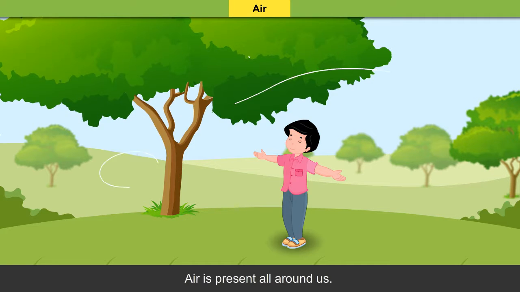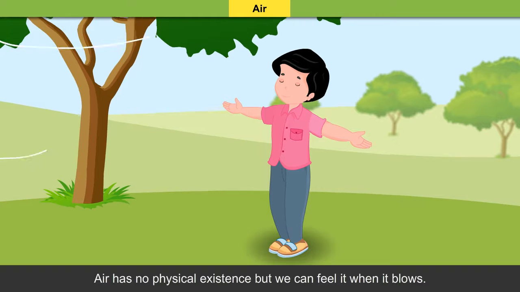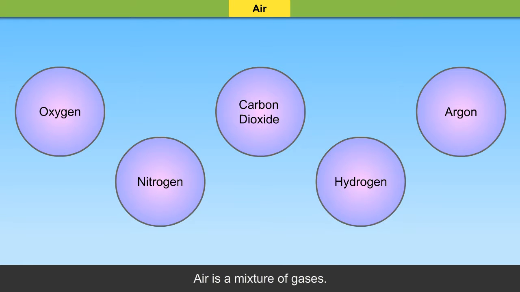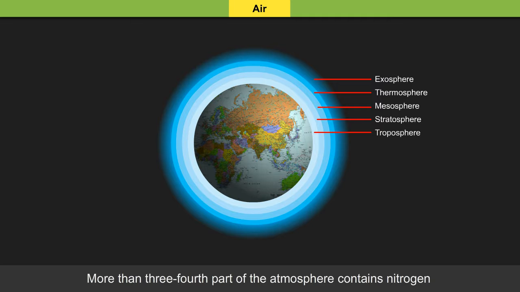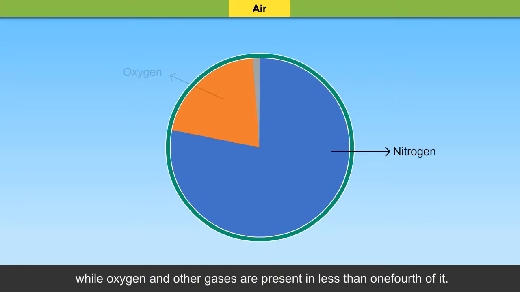Air. Air is present all around us. Air has no physical existence, but we can feel it when it blows. Air is a mixture of gases. The earth is surrounded by a blanket of air known as the atmosphere. More than 3/4 part of the atmosphere contains nitrogen, while oxygen and other gases are present in less than 1/4 of it.